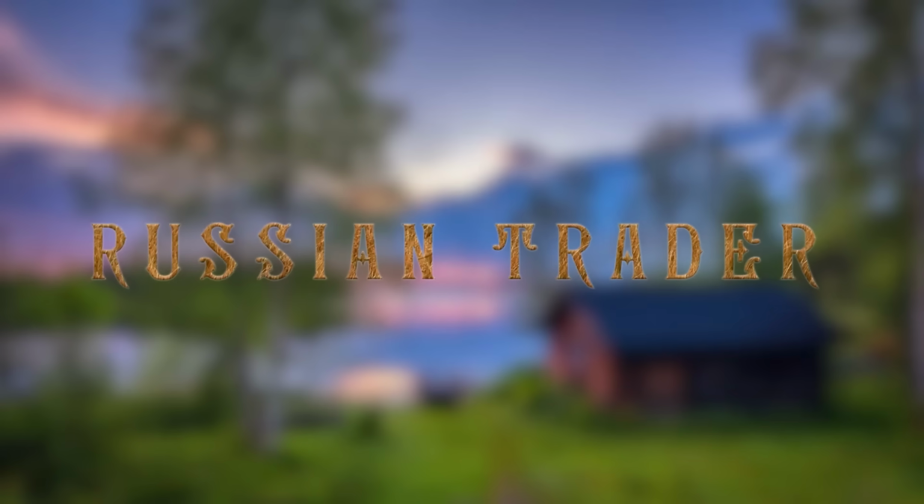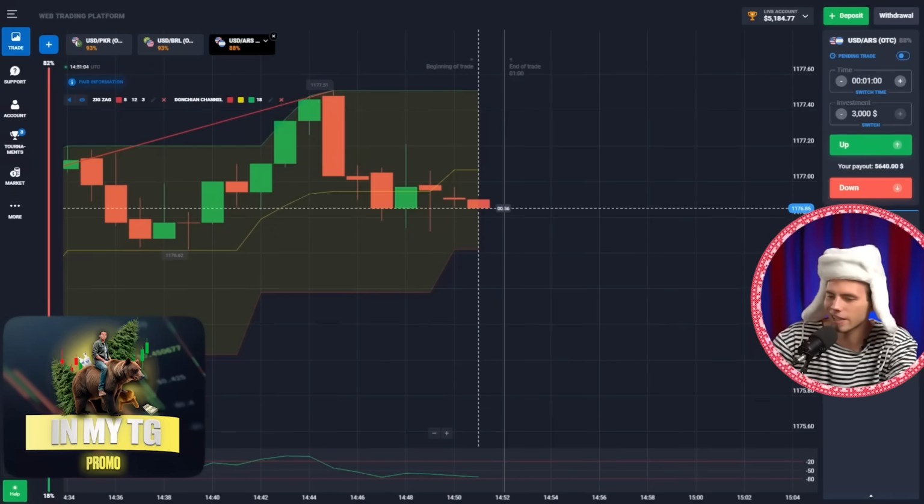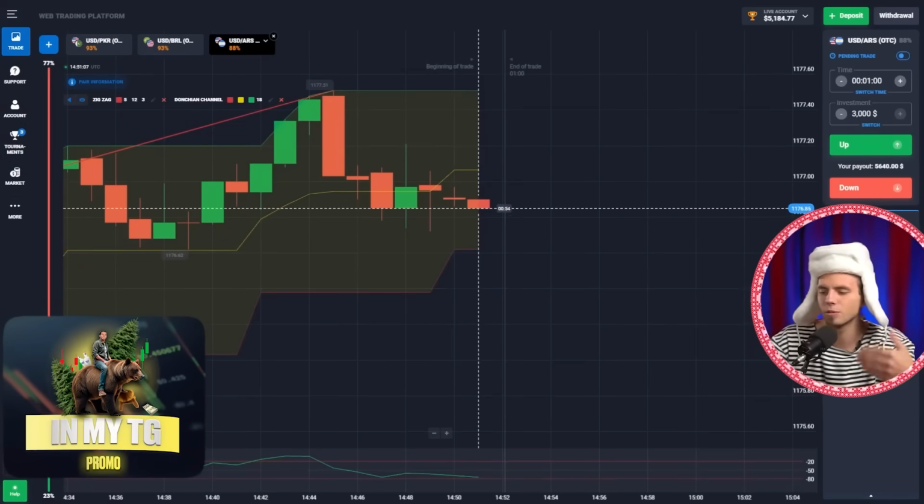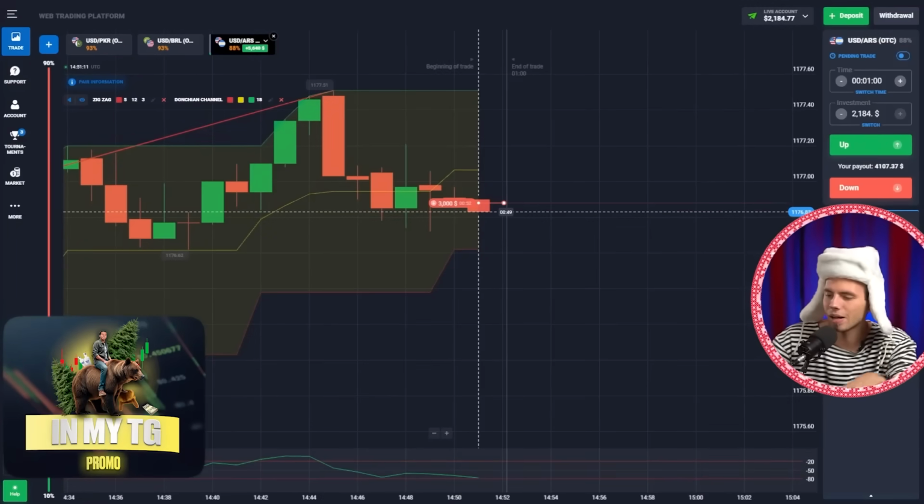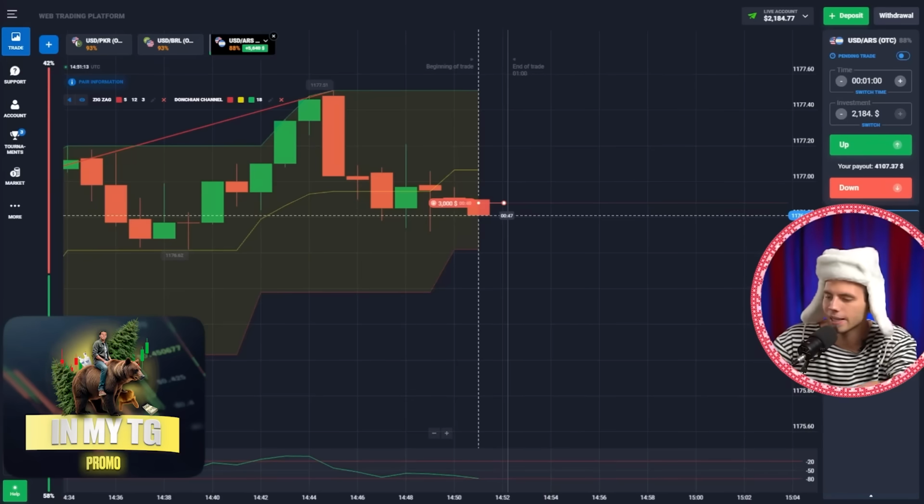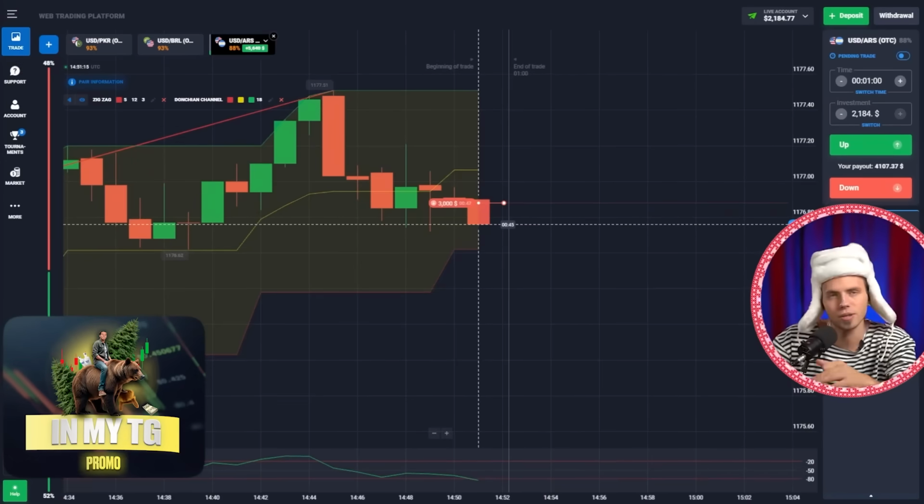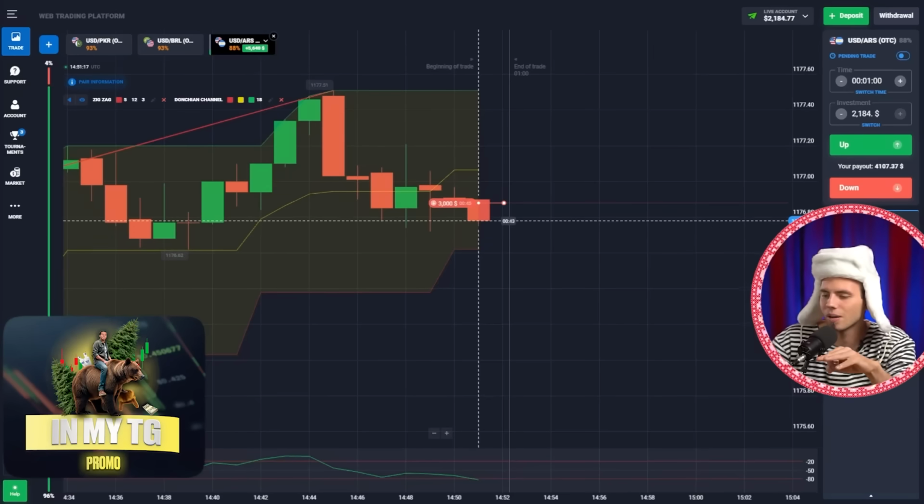Here 3000 is going to be enough. I'm opening a sell trade at the moment. Why? Here we moved away from the upper channel boundary and from the zigzag line, and broke the middle line down. You see it, okay? So we are waiting for more.